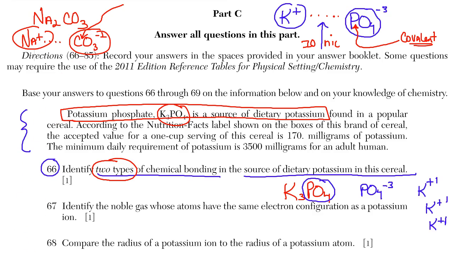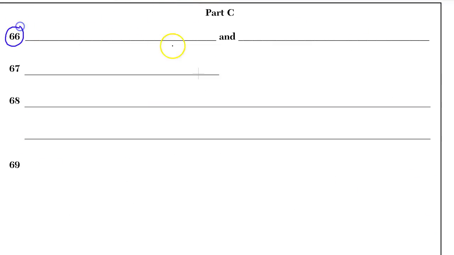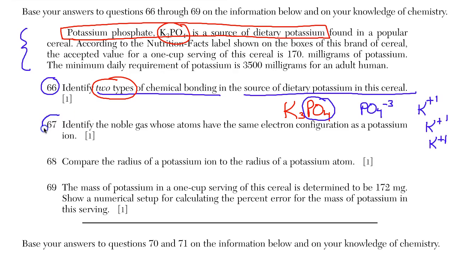Going on to the booklet, let's do it. So we go with number 66, and how nice it was to give you the "and" in between the ionic and covalent. Wow, that's so nice they gave you that little "and" there. Number 67. Number 67, identify the noble gas, that's the last column, whose atoms have the same electron configuration as the potassium ion. Let's go to the periodic table.